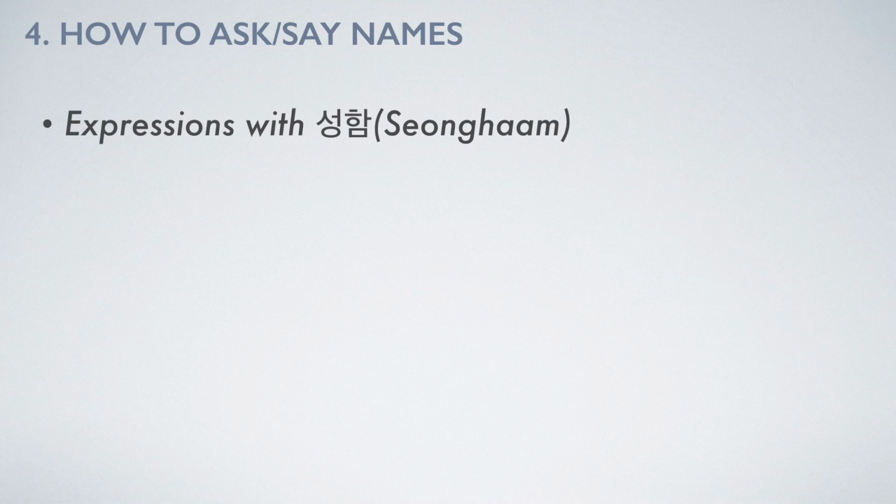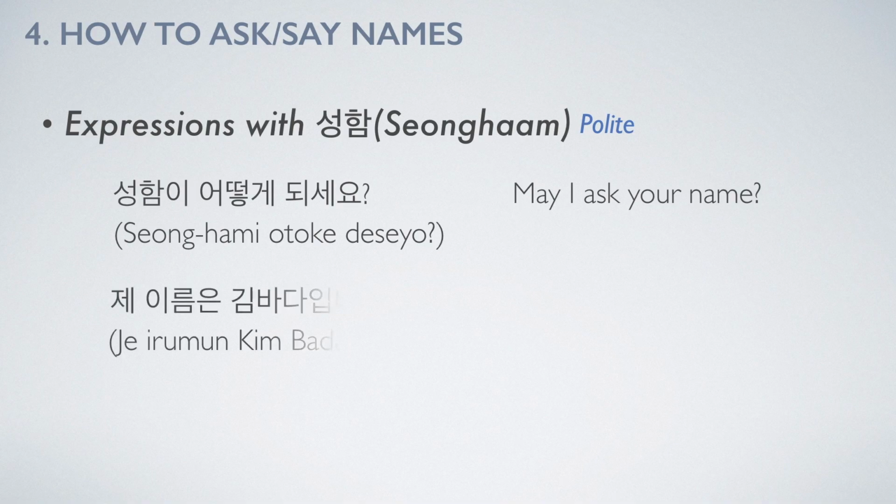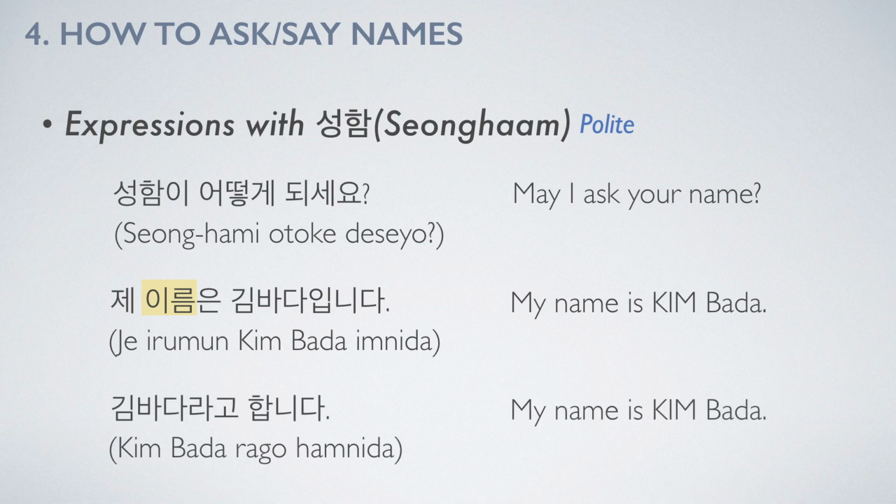Expressions with 성함, the level of politeness is polite. Here's the situation. You meet a new business partner for the first time. Then you might ask, 성함이 어떻게 되세요? And that person would say, 제 이름은 김바다입니다. This person should say 이름, not 성함. 제 성함은, no, 제 이름은. Yes, because you don't use the polite term for yourself. So 제 이름은 김바다입니다. Or simply 김바다라고 합니다 is also possible.